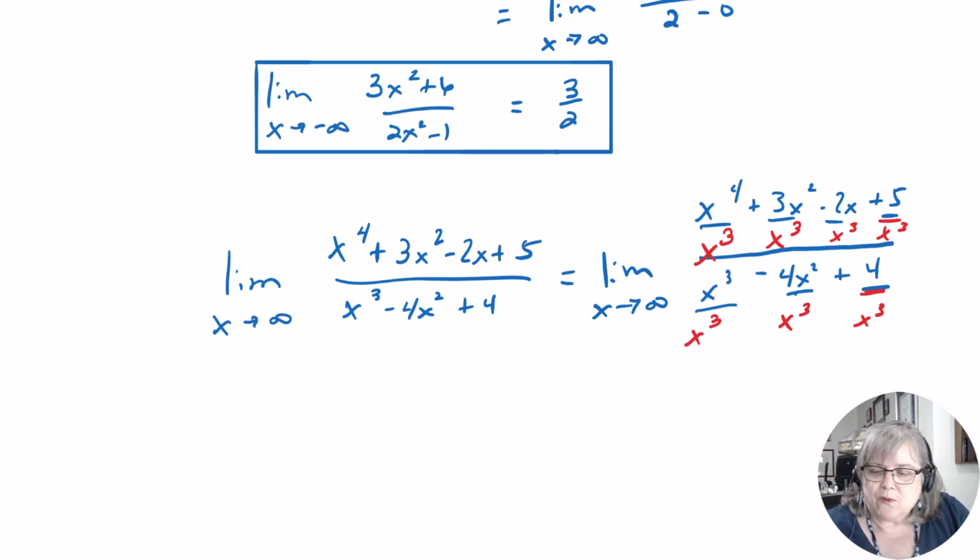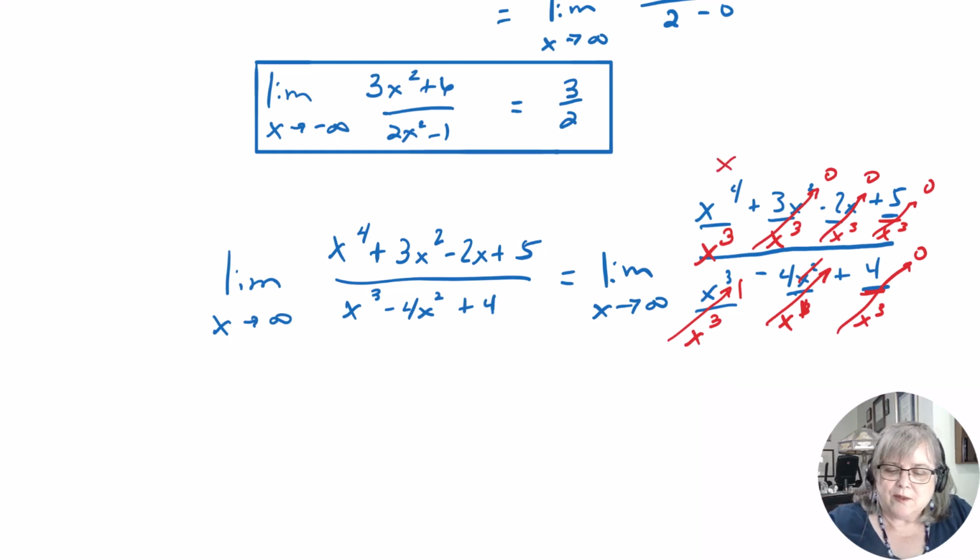So what you would have is 4 over x cubed. If x is a huge number, this is going to go to 0. Minus 4 over x squared. Well, this x squared actually cancels 2 of these and leaves you 4 over x. This is going to go to 0. x cubed over x cubed is 1. 5 over x cubed goes to 0. 2x over x cubed is 2 over x squared. That's going to go to 0. 3x squared over x cubed is 3 over x. This is going to go to 0. And x to the 4th over x cubed is x. So what you have is x plus a bunch of zeros over 1 and some zeros. So this turns out to be x.